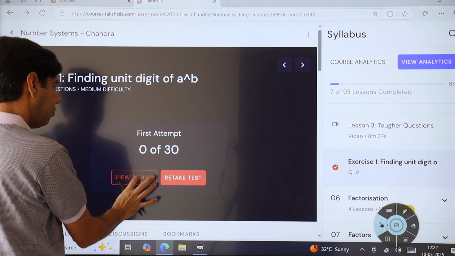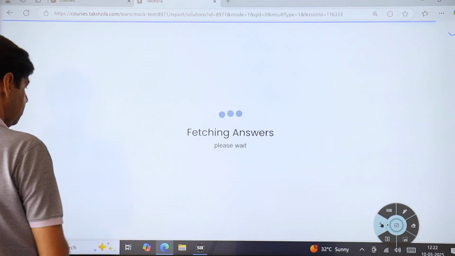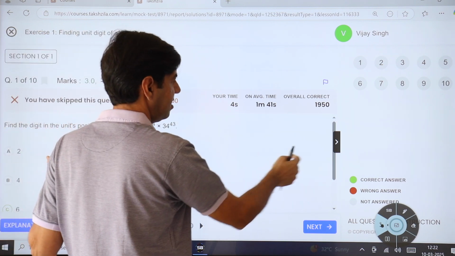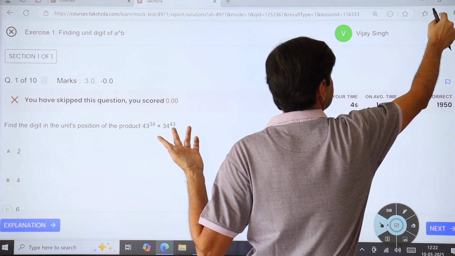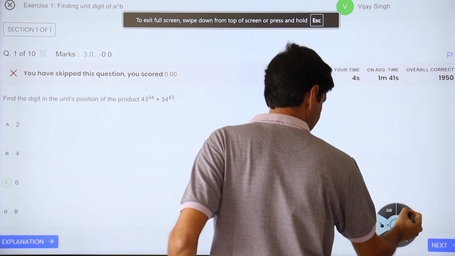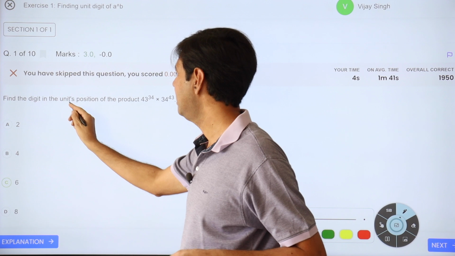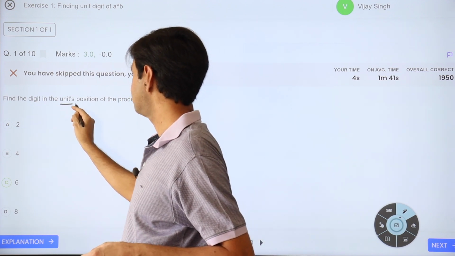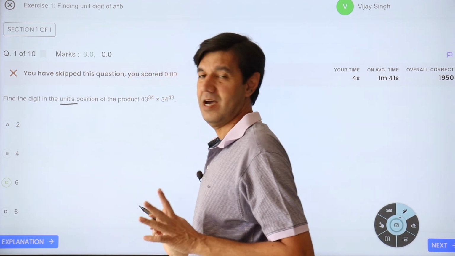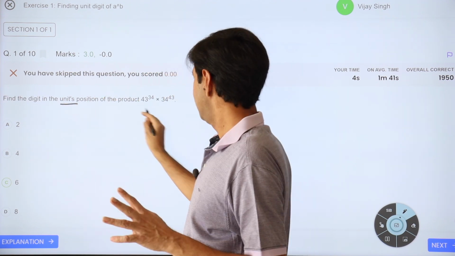I'm directly going to go ahead, view the results, and I'm going to view the solutions or the questions. I just want the questions. Let me just make this full screen and let's solve. So the first question is, find the digit in the units position of this product. A standard question on unit digit, it's just a product.